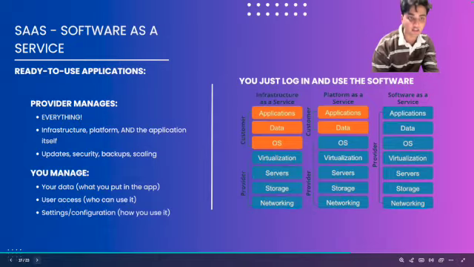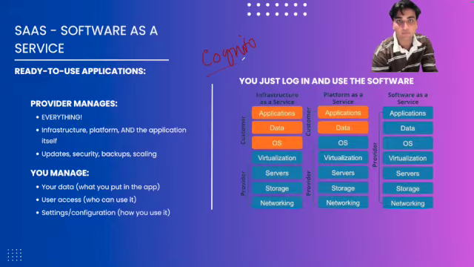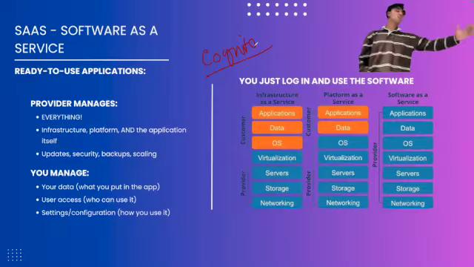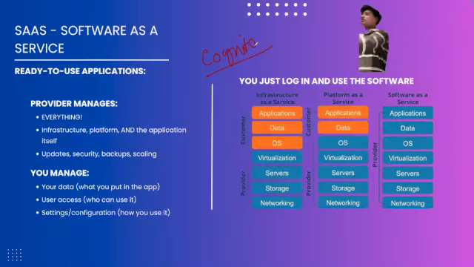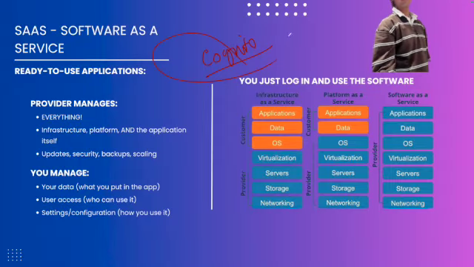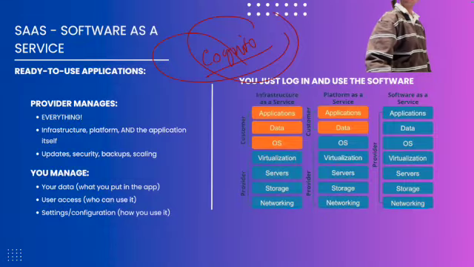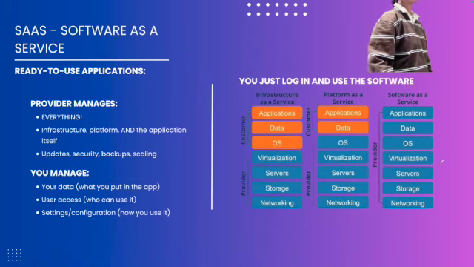So you use a service called Cognito. All right, Cognito basically says who can come in, who is authorized to use your application. That's what Cognito actually does. All right, so those are the things that come under software as a service. User access, who can access it, settings and configuration, when to use it, all of those things come under software as a service.